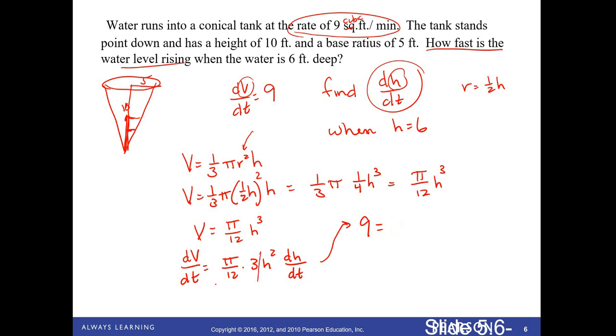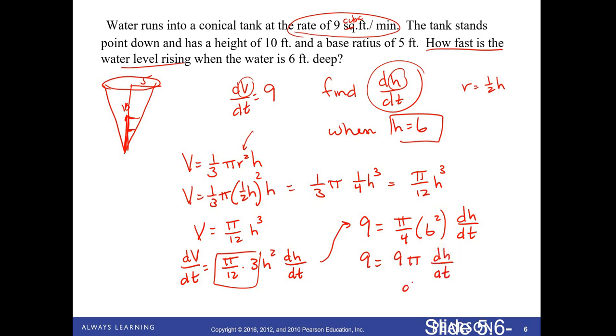Equals, I'm going to consolidate this to pi over 4 times, when h is 6, 6 squared times dh/dt, my unknown. So 9 equals pi over 4 times 36, which is 9 pi. Divide both sides by 9 pi, and dh/dt equals 1 over pi. So the height is rising at a rate of 1 over pi, or approximately 1 over 3.14, etc. Okay? All right. One more.